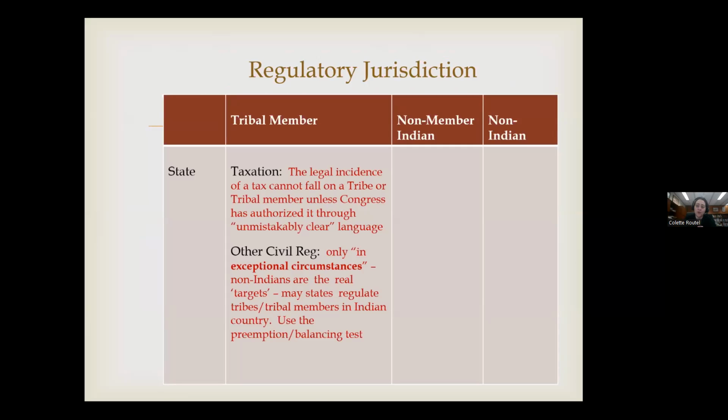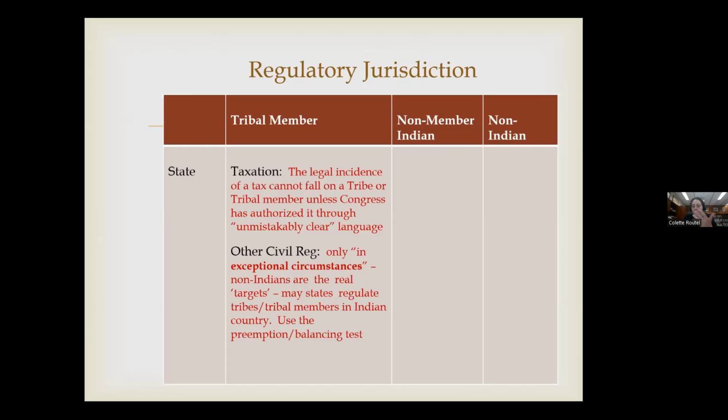Instead, we do have a division between taxation and other types of civil regulatory jurisdiction. When it comes to taxation, the case law gives you a per se rule. It says states cannot tax tribal members within reservation boundaries unless Congress has permitted it in unmistakably clear language. So unless Congress has authorized the state tax, which it rarely does, states can't tax tribal members within Indian country. For other regulation, a state might be able to apply its regulatory law to a tribal member within reservation boundaries, but only in exceptional circumstances. This is narrowly defined. It's when you might be applying the law to a tribal member or a tribe, but your real target is a non-Indian.